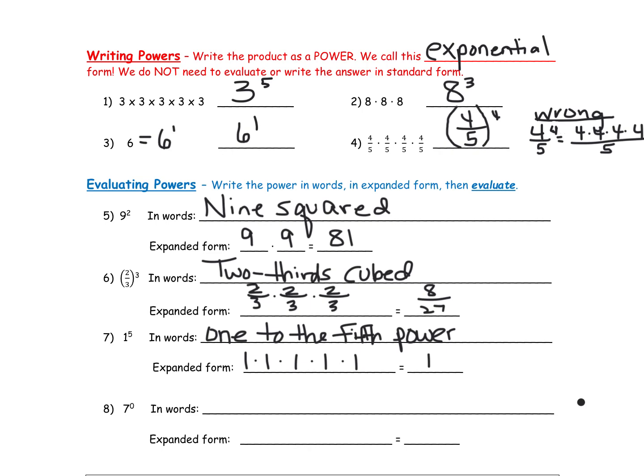And finally, number 8, 7 to the 0 power. This is a very special case that we'll talk about further in class tomorrow. Any number to the 0 power is actually equivalent to 1. So 7 to the 0 power is equivalent to 1. Again, we will talk about why this happens tomorrow in class.